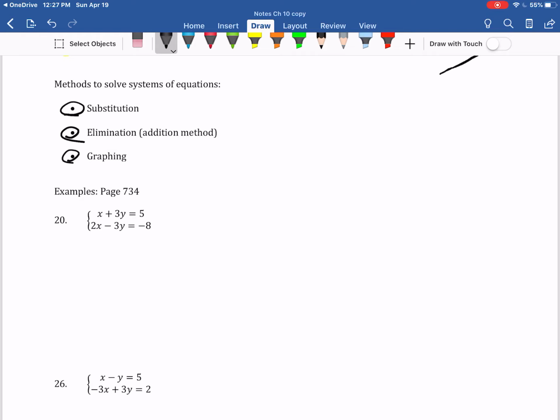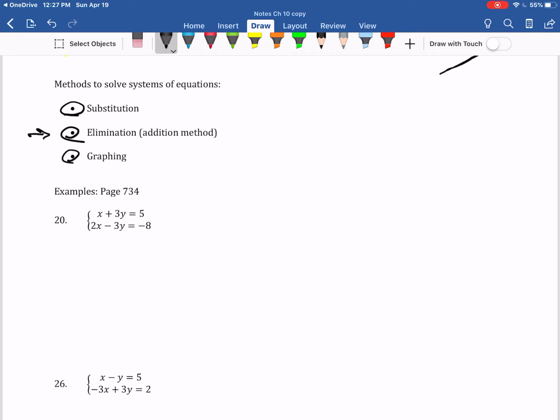For number 20, we have two equations where the x and the y terms are on the left side of the equal sign and then the constant on the right. When it's in that setup, I prefer to use the elimination method or the addition method. So what you're going to do is make sure that your like terms are lined up from top to bottom: x's with x's, y's with y's, and then equal signs, and then the constants. It has to be in the same order for both equations for this method to work. So I'm using the elimination method on this example.